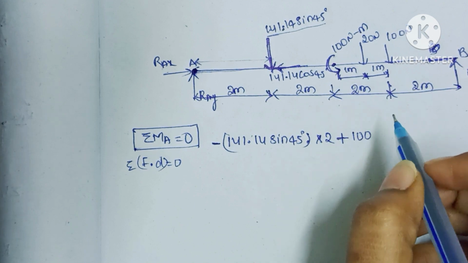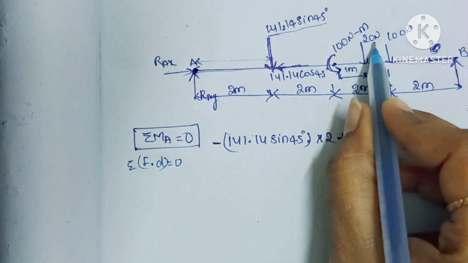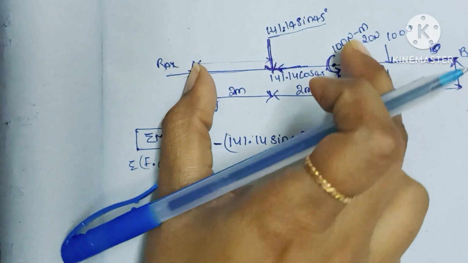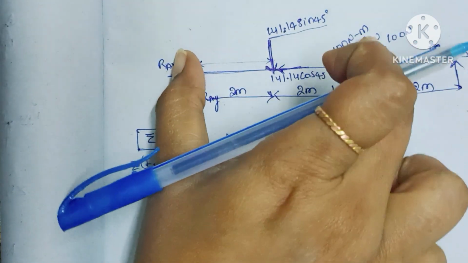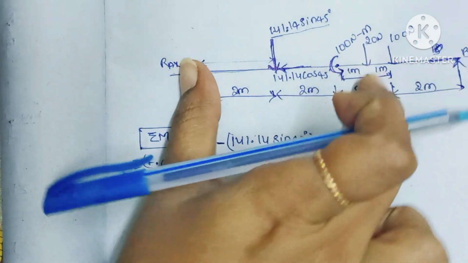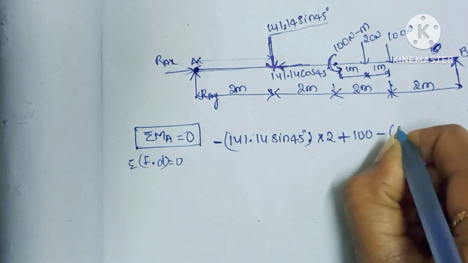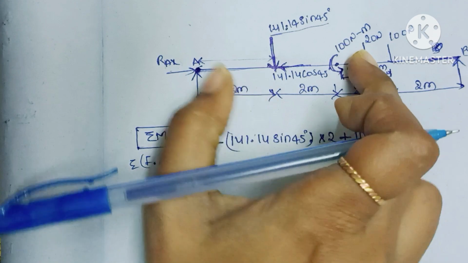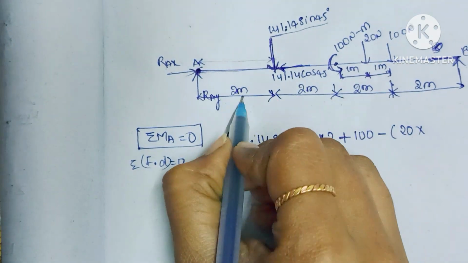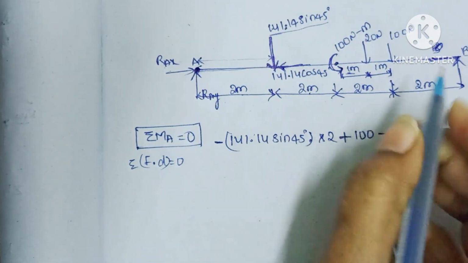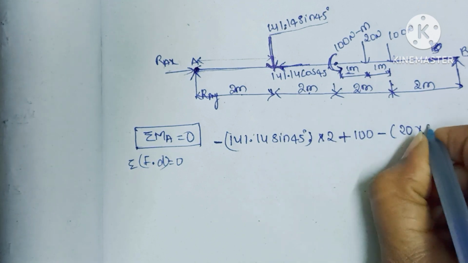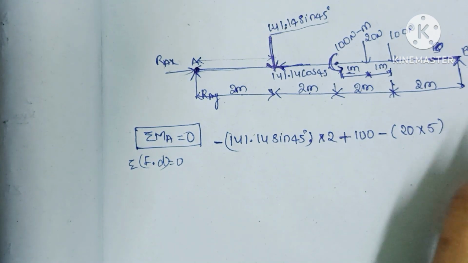Okay, and next one is the 20 force. This force we are taking from here to here, so this force is acting in this direction. Clockwise means negative. So 20 into the perpendicular distance, from here to this point. So here 2 meter, 2 meter, 4 meter, here 1 meter. So total is 5 meters, so 20 into 5.